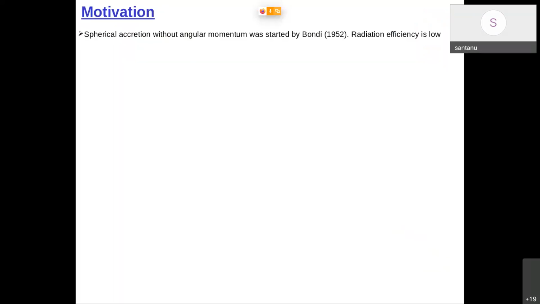So here is the motivation of the talk. Matter falling onto a star was studied long ago by Bondi in 1952, but Bondi's solution was only for spherical accretion, where matter is radially falling onto a star, and the radiation efficiency was quite low, so it cannot explain the quasar luminosity or the radiation which is coming from black holes. Therefore we need something else.